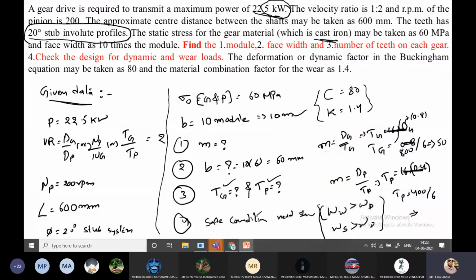So the TG value, how much? This is 400 by 6, which is 66, and this is 800 by 6, which is 133.